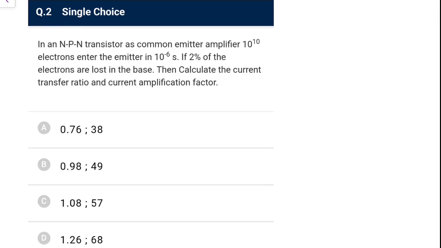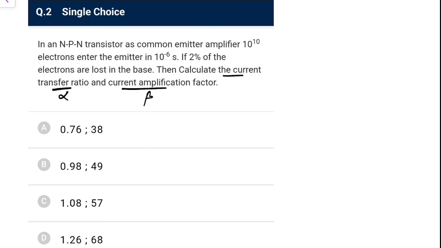Second, in an NPN transistor in common emitter amplifier, 10 to the power 10 electrons enter the emitter in 10 to the power minus 6 seconds. If 2% of the electrons are lost in the base, then calculate the current transfer ratio and the current amplification factor. So here it is basically alpha and this is basically beta.